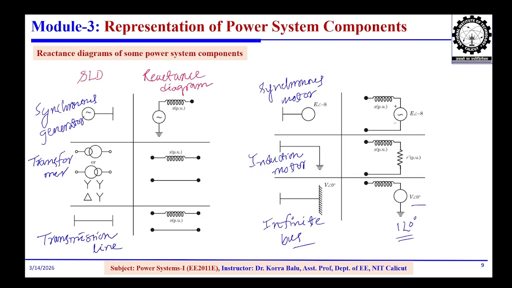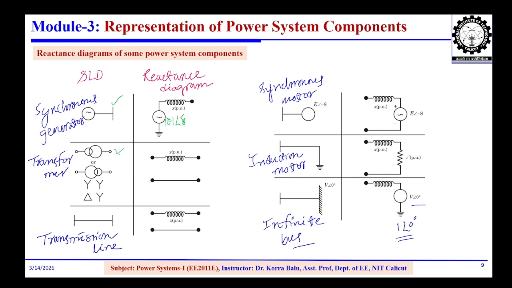Then we'll see the different components and their equivalent circuits, or the reactance diagram of the corresponding components in the power system. First we will see the synchronous generator. The synchronous generator can be represented by a voltage source with a series reactance. So we have mod E at an angle of delta, which represents the voltage source at the phase angle of the synchronous generator.